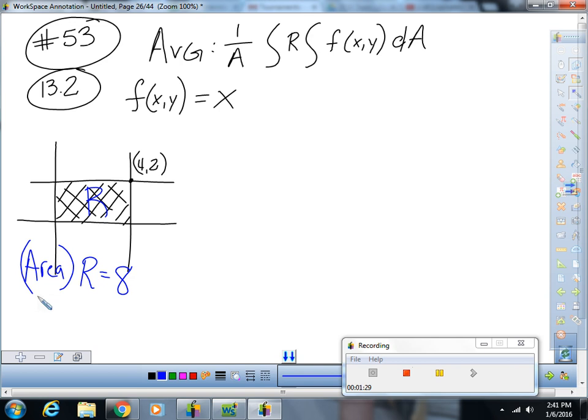All right. So let me start by sketching this. We've already sketched the aerial. And over here, we're going to map this thing out. So we go 4 in the x direction, and then 2. And there you see the region.